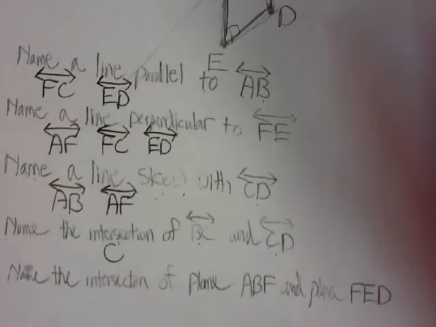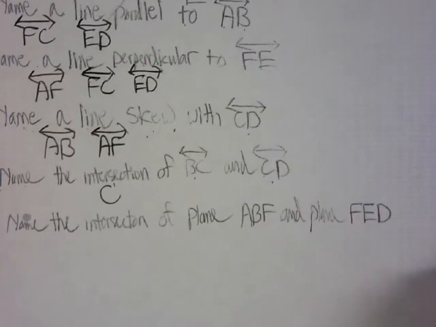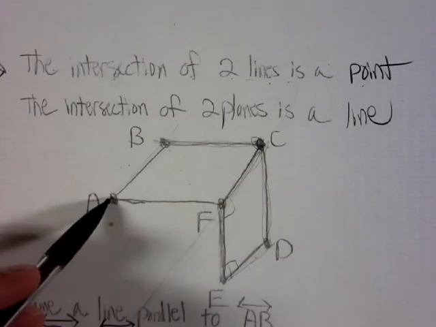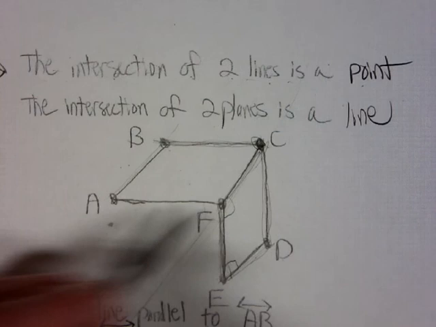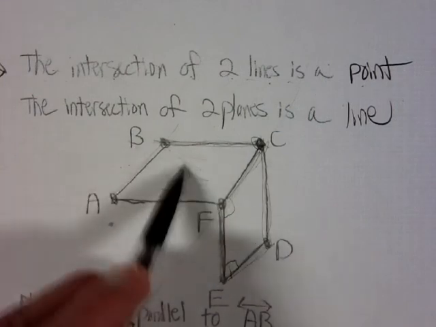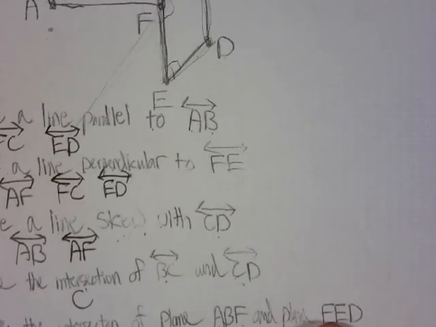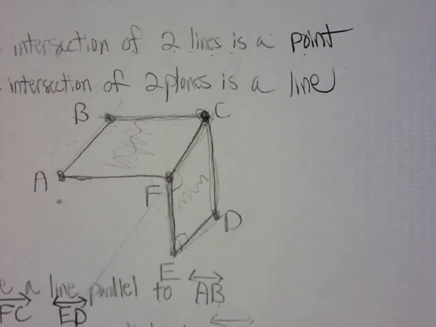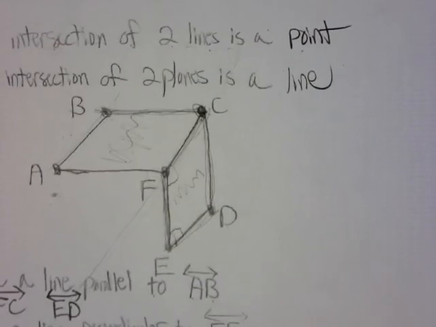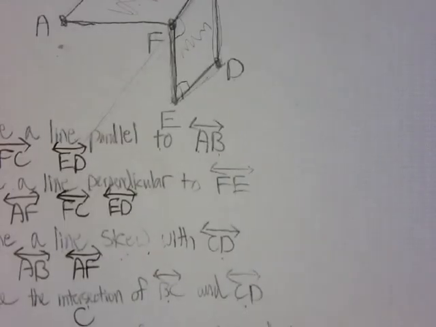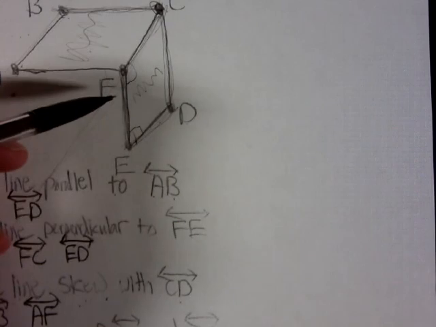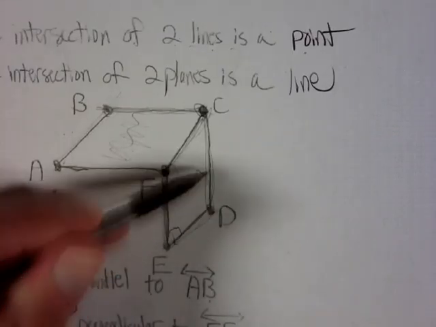Now it says name the intersection of plane ABF and plane FED. Let's find them. ABF is the top plane. FED is the side plane. So we have to be able to identify planes. When it says plane ABF, that's the top plane. When it says plane FED, FED is the side plane.